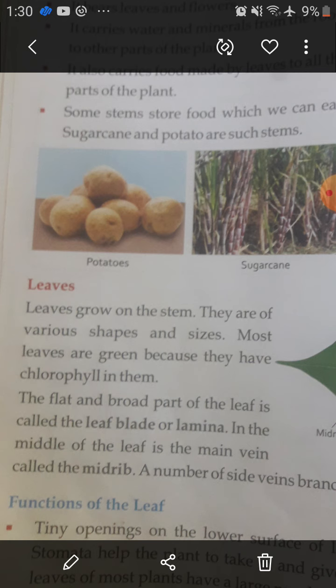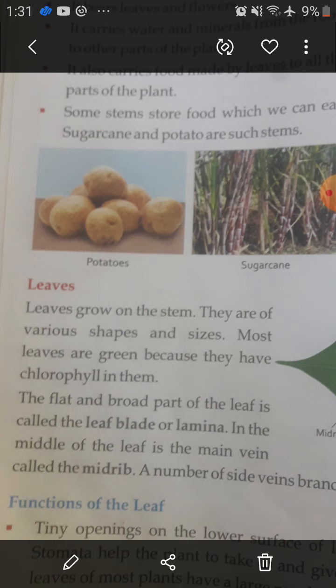Most leaves are green in color. Why? Because of the presence of chlorophyll. The flat and broad part of the leaf is called the leaf blade or lamina. In the middle of the leaf is the main vein called the midrib. The side veins that branch out from the main vein are called veins. Only the thick middle one is called the midrib.